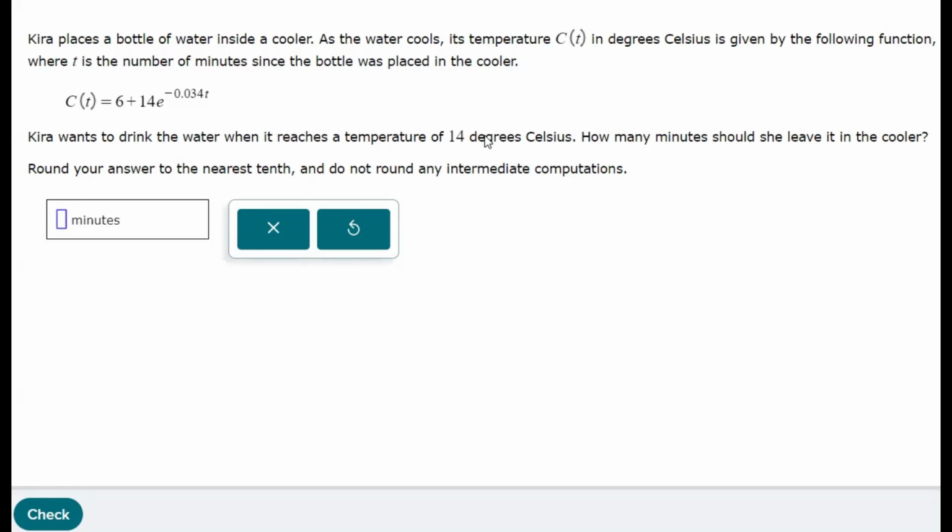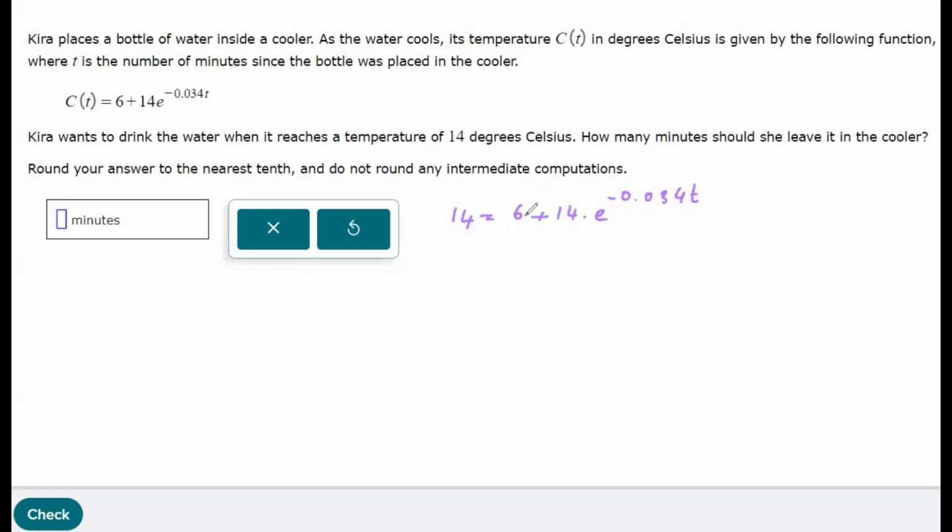The 14 degrees is her optimal temperature, so that has to be C of t. Then we want to find what that t should be in terms of time to get 14 degrees. So we are going to use the same logic as the previous problem. The 14 is given as our C of t, and this is equal to 6 plus 14 times e to the negative 0.034t. We want to get the t alone as well, but there is some other stuff going on in front of the e.